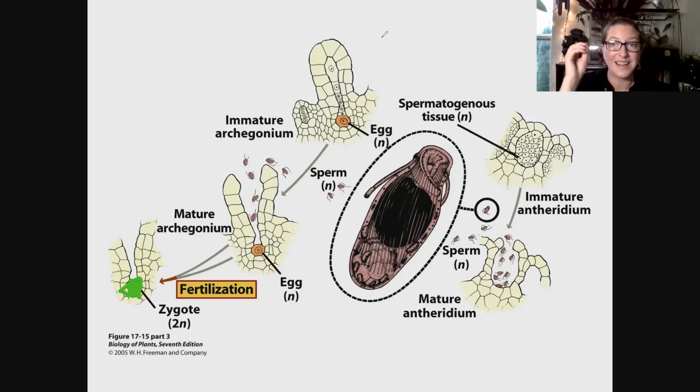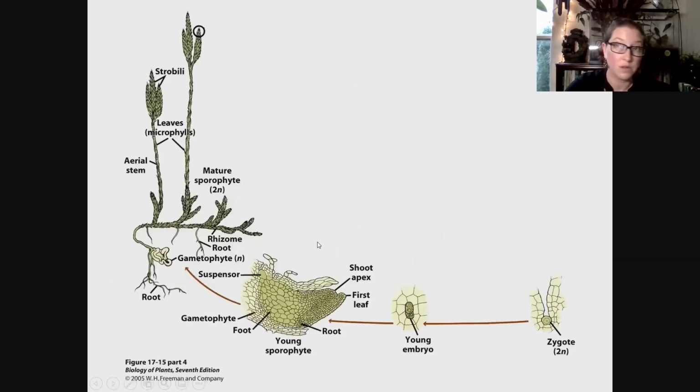It goes from an orangey color egg to a green color zygote, right? Because we had a haploid sperm and a haploid egg fused together during the process of fertilization, and we end up with a diploid or 2N zygote. But hopefully these things are starting to seem more familiar to you since we've gone through them a couple times, and we will go through them even more. But here's our 2N zygote on the right. That is the beginning of your sporophyte generation.